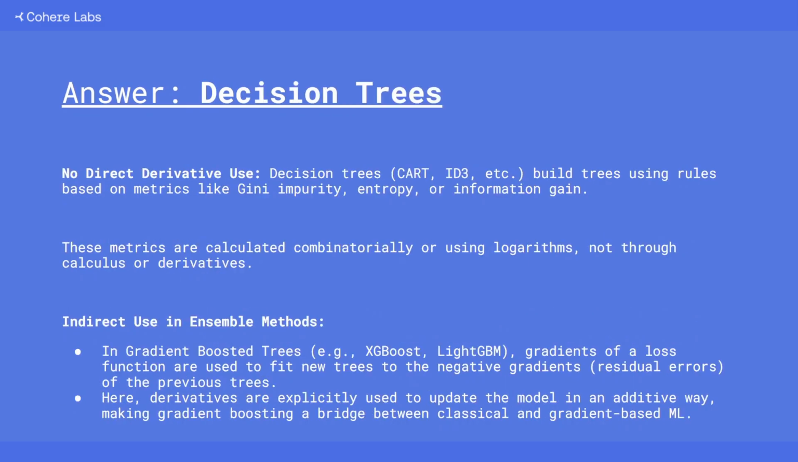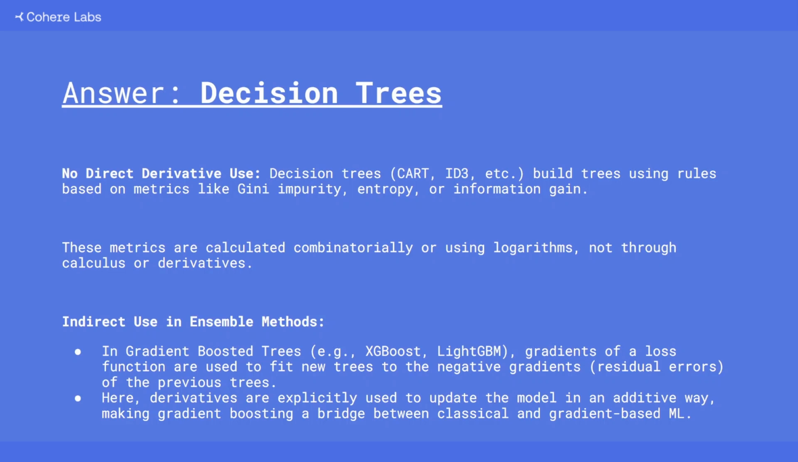Looking at our next one, decision trees. There's no direct derivative use in decision trees. Some decision tree examples are CART or ID3, and decision trees build trees using rules based on metrics like Gini impurity, entropy, or information gain. These metrics are calculated combinatorially or using logarithms, not through calculus or derivatives. So decision trees themselves have no direct derivative use.